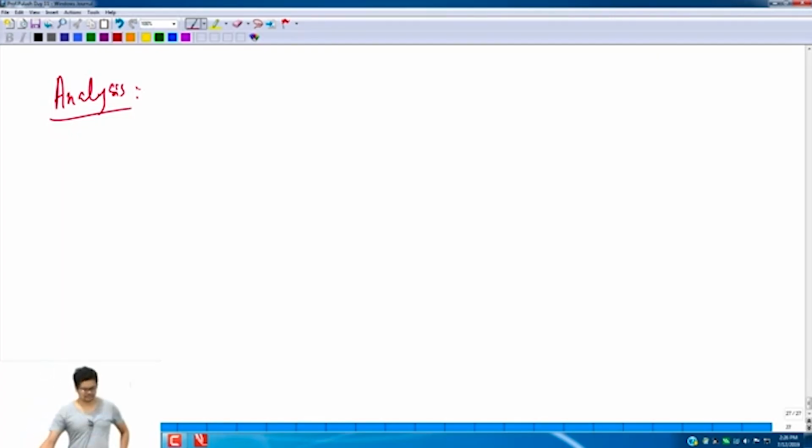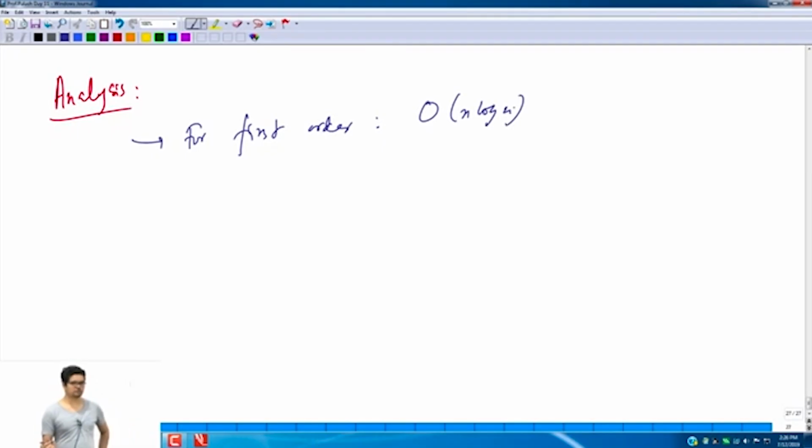Okay, now let's do the analysis. For the first order, I need big O of n log n because I have used merge sort.